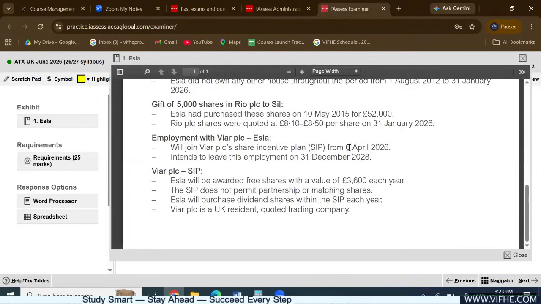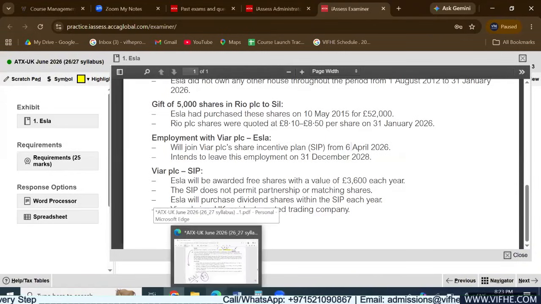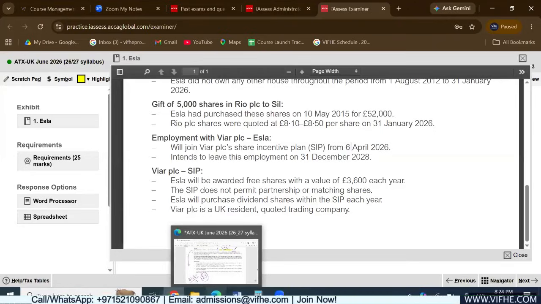See, she joined it on 6th April 26 and will be leaving this employment on 31st of December 28, which would mean that she is going to leave the organization within 3 years. So at the point when she'll be withdrawing her shares as well as leaving the company, of course, she will be liable to pay income tax and NIC, and removing the dividend shares from the plan within 3 years will lead to an income tax implication as well.